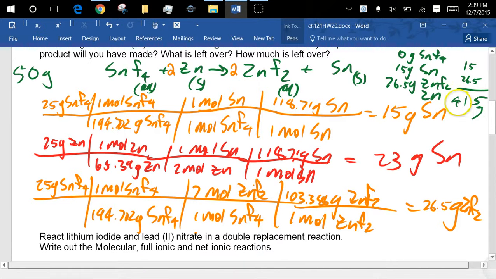41 and a half. So what is this 41 and a half? So these are the products that I made. So I made 41 and a half grams of stuff, but I started with 50 grams of stuff. So of my starting material, how much stuff is left? So I have 8.5 grams. So I've got 8.5 grams of zinc that's left over.